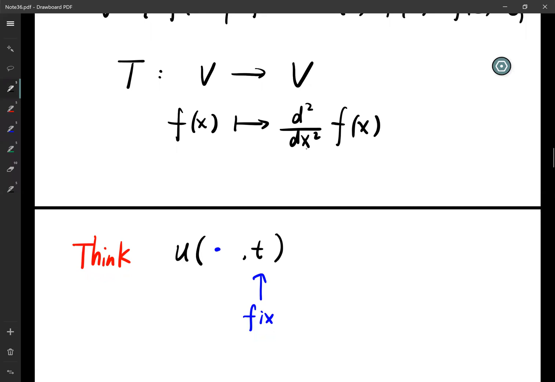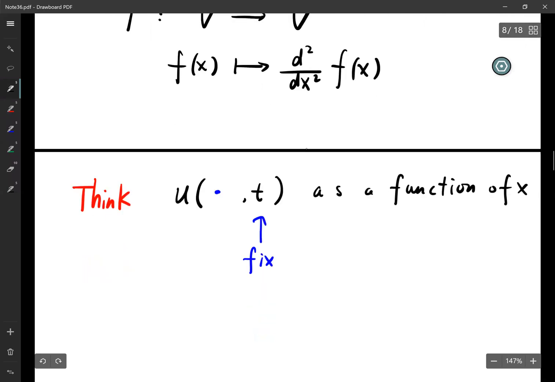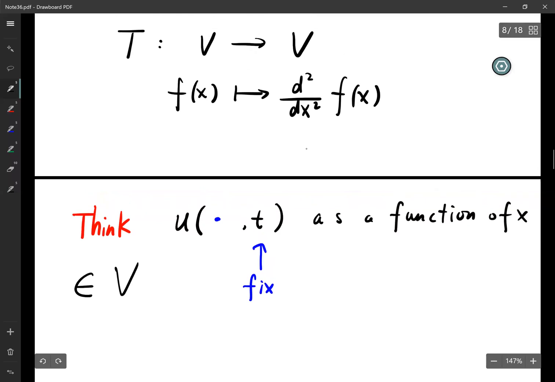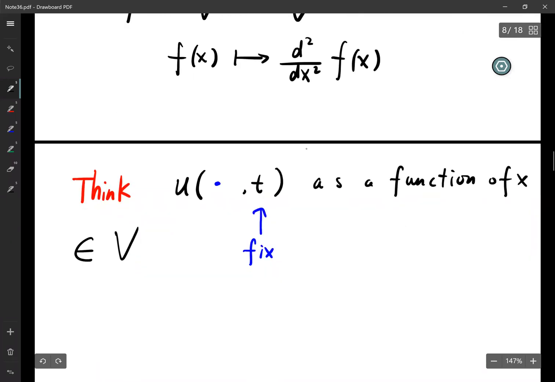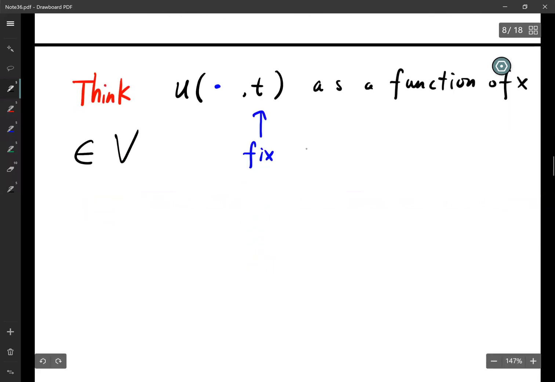But for fixed t, this indeed can be thought as a function of x, as a single variable function of x. Then this thing for fixed t belongs to V. Why does it belong to V? I said it's smooth enough, let's assume that, and it satisfies the boundary. Is that going to be okay? Okay. The next thing I'm going to do is to say what do I mean by tabulating it?